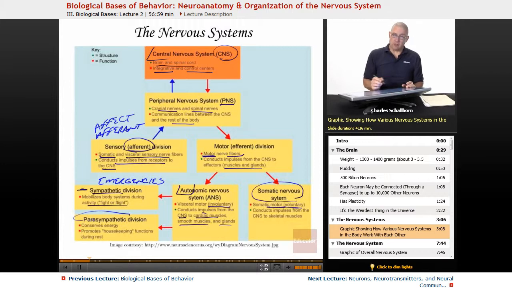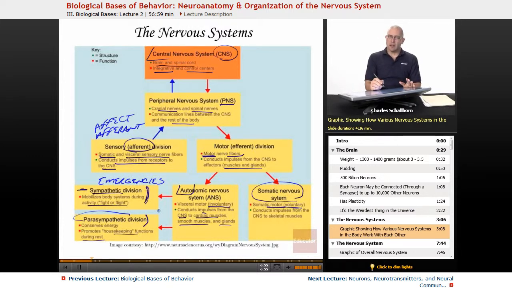The parasympathetic nervous system is its counterpart in the autonomic nervous system. And so that conserves energy and it promotes housekeeping functions during rest. It also calms you down. So if you're a little bit nervous, you're a little bit amped up, you have a lot of adrenaline going, you're going to want to take a breath and activate your parasympathetic nervous system so that you can feel calm and relaxed.